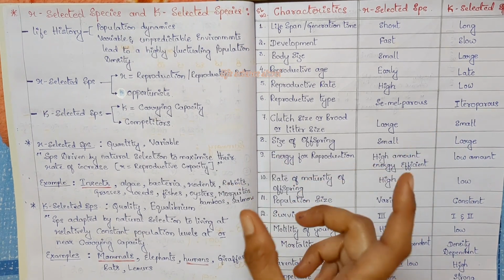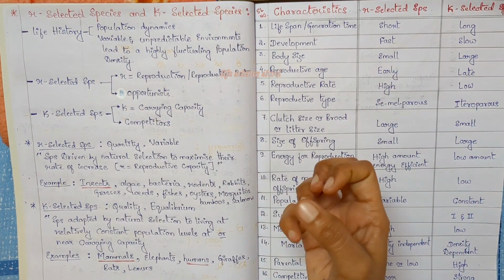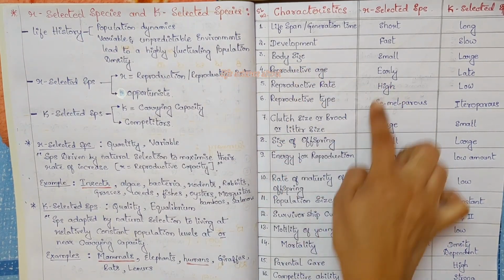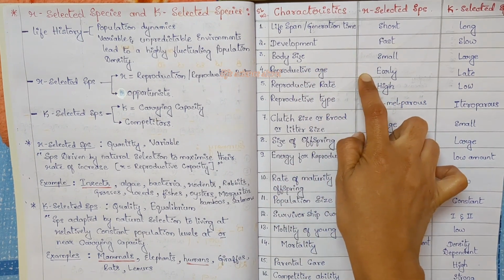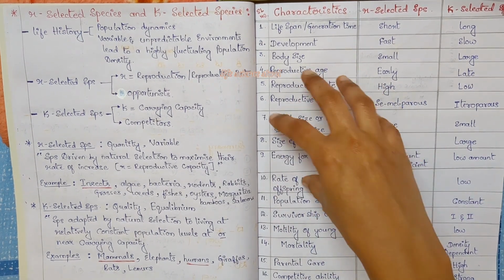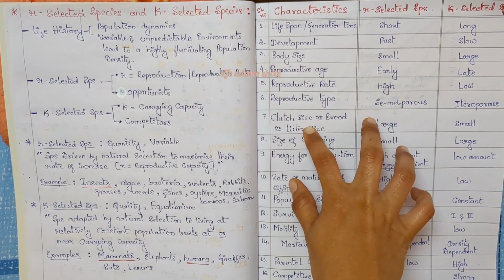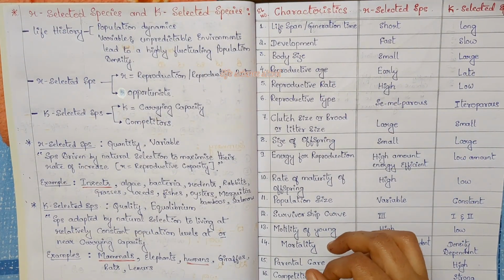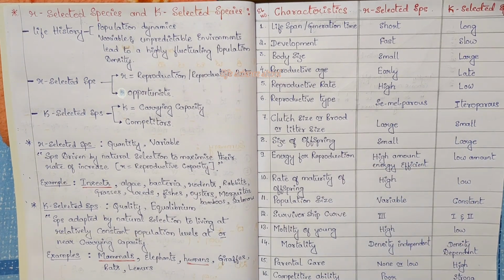Now I will repeat the definition once again. The number of organisms that can be supported by the resources available in a habitat. Think of this as one habitat. In this habitat, the number of organisms that can live and survive on the available resources is the carrying capacity of that habitat. I hope with the example you have understood carrying capacity.